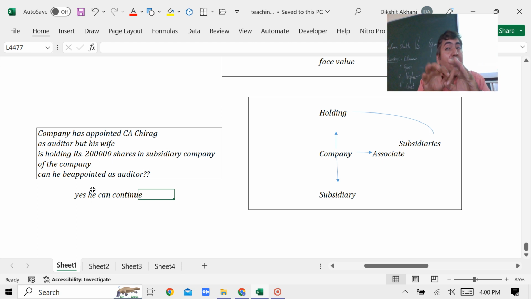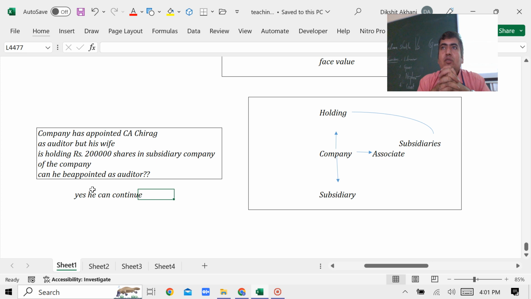But within 60 days, if I put that limit down, within how much time? Within 60 days, if I put this 2 lakh rupees down, then I can continue. No issue. So guys, I can continue, but with a condition that within 60 days, I have to bring all my relatives' holdings below 1 lakh or up to 1 lakh.